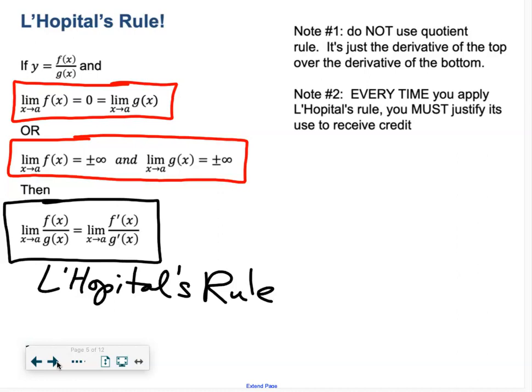So if this is true or this is true, then this is true. This is L'Hopital's rule. I'll give you a minute to copy, those of you who just came in.